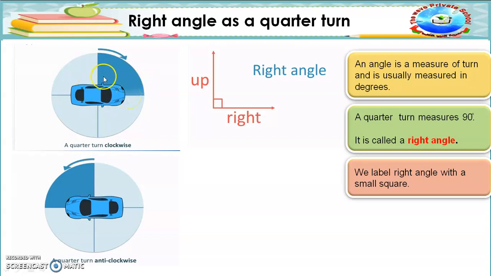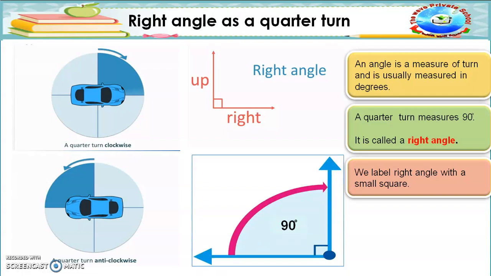In the quarter turn clockwise, an angle is formed, and that angle, I mark it here without the car, and this angle we call a right angle, and it has a value of 90 degrees. Similarly, in an anti-clockwise quarter turn, there also a right angle is formed. Here we have a right angle.